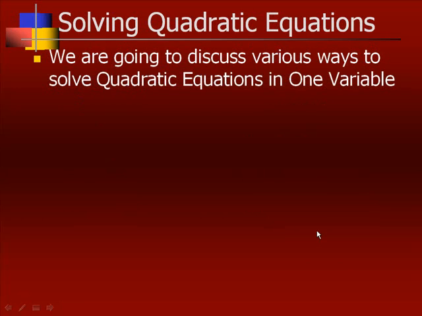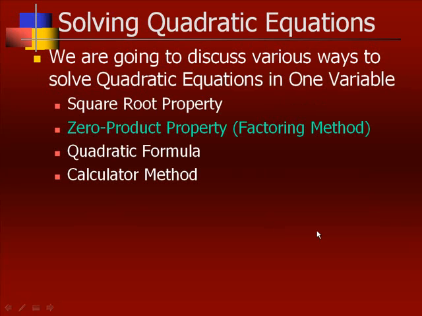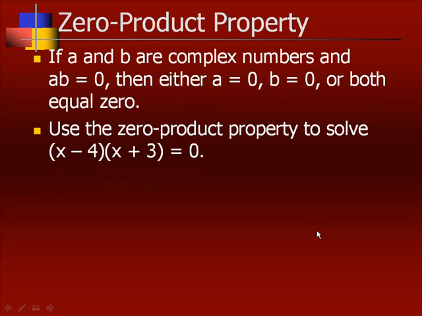Now, let's talk about type 2. Type 2 is the zero product property, or most of y'all are familiar with this as the factoring method. What the zero product property says is, if A and B are complex numbers and A times B is equal to 0, then either A is 0, B equals 0, or both equal 0.